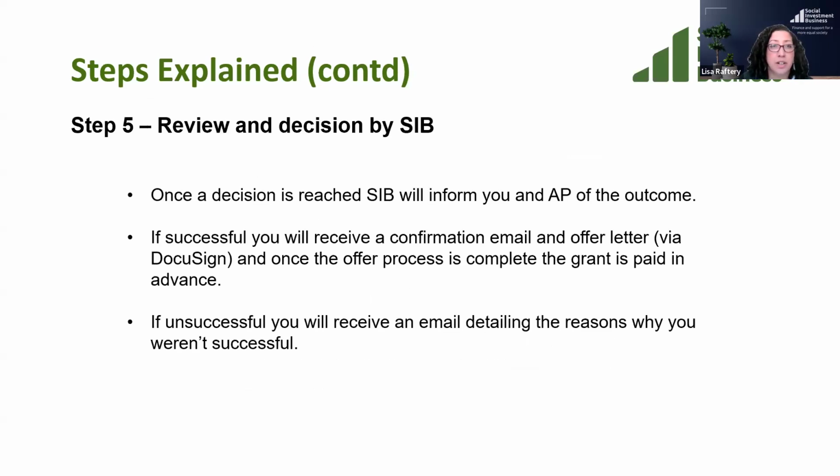So finally, step 5 is review and decision by Social Investment Business. So once a decision is reached, Social Investment Business will inform you and your AP, the access point, of the outcome. If successful, you will receive a confirmation email and offer letter via DocuSign. And once the offer process is complete, the grant is paid in advance. If unsuccessful, you will receive an email detailing the reasons why you weren't successful.